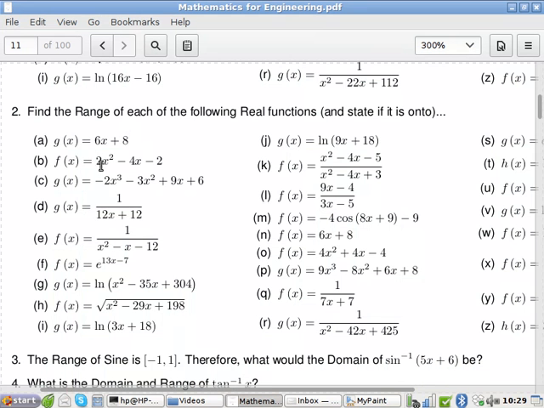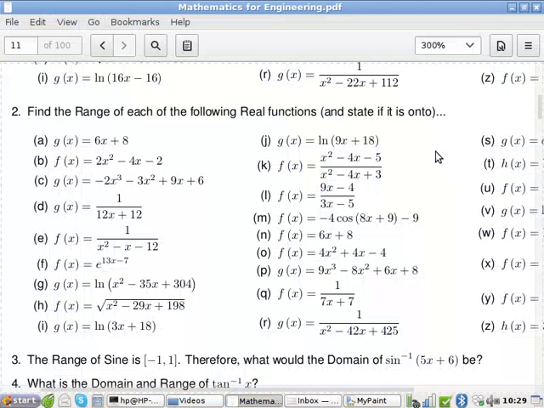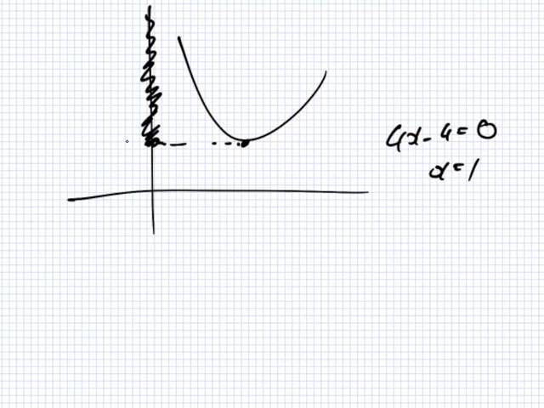What is the derivative here? 4x minus 4 equals 0. So what does x equal? 1. So if I put 1 back into this, I get y is 2 minus 4 minus 2, which is minus 4. So I know it doesn't look like it because of how I drew it, but this here is minus 4. So what's the range? All the numbers above minus 4.